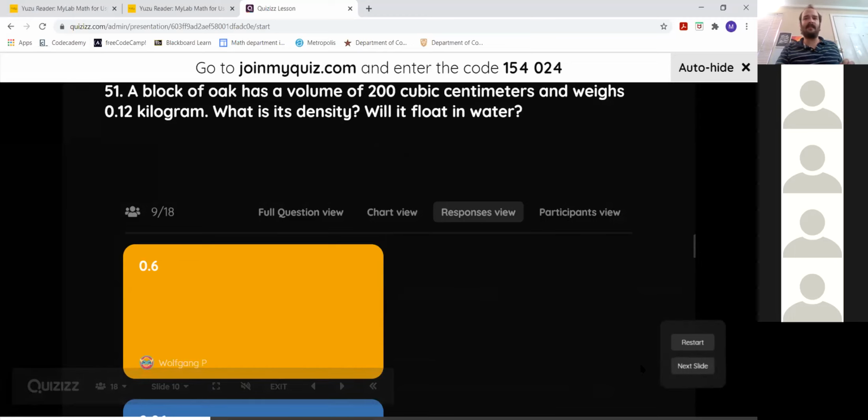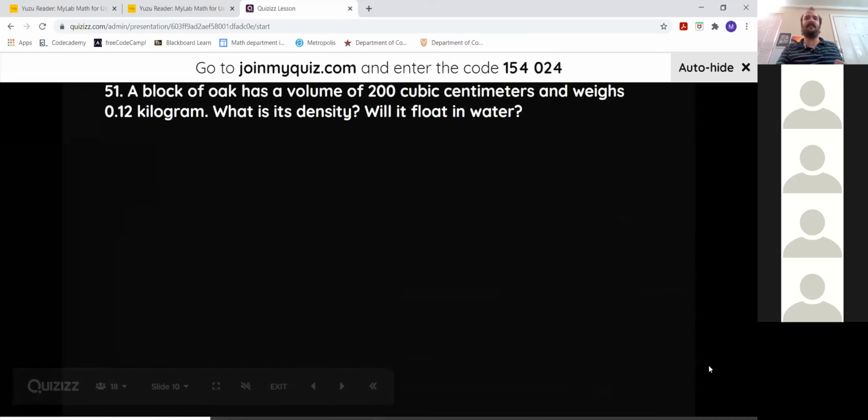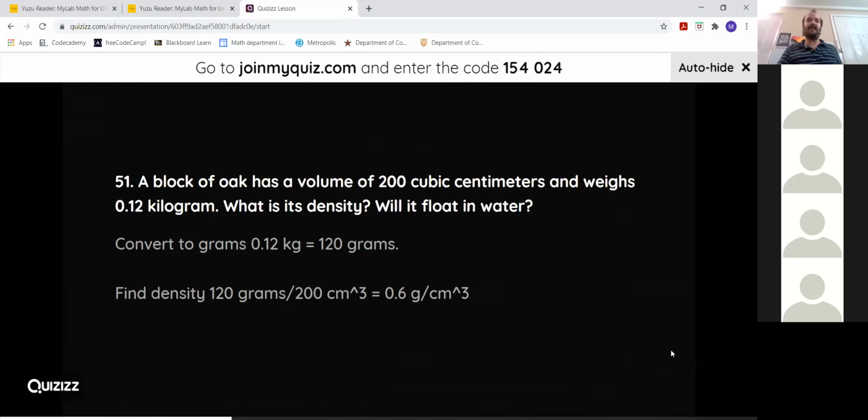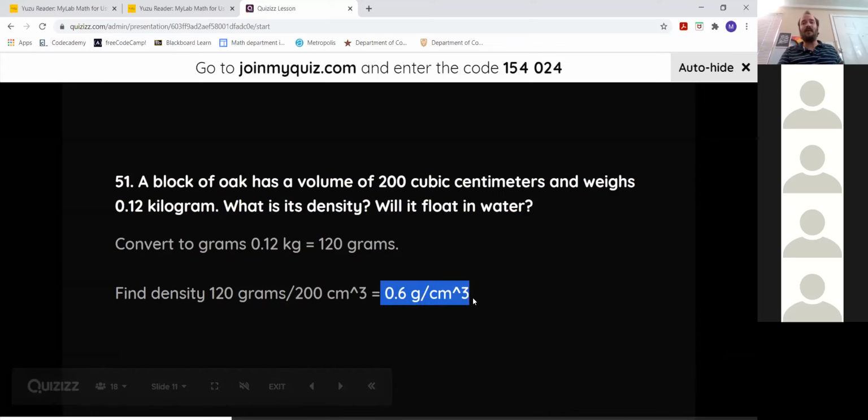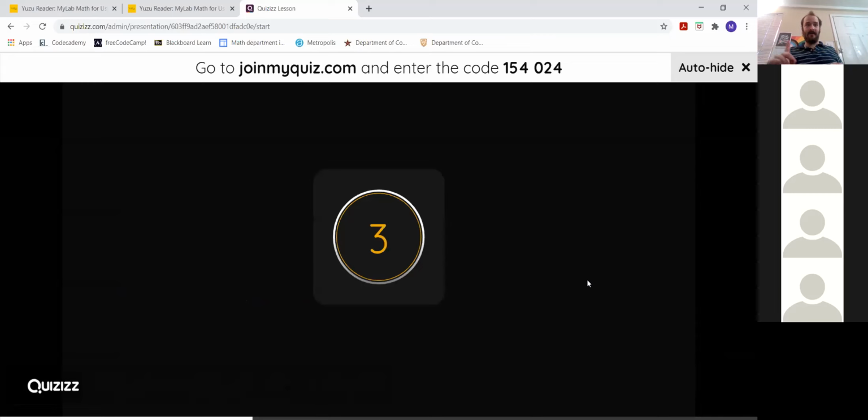0.6, if you got 0.6, I'm pretty happy. You're getting this stuff. You're getting the concept, right? We convert that thing to grams, it's 120 grams, we multiply by 1,000. We do the grams over cubic centimeter, 0.6. So the density of this thing is 0.6 grams per cubic centimeter. The density of water is 1 gram per cubic centimeter.